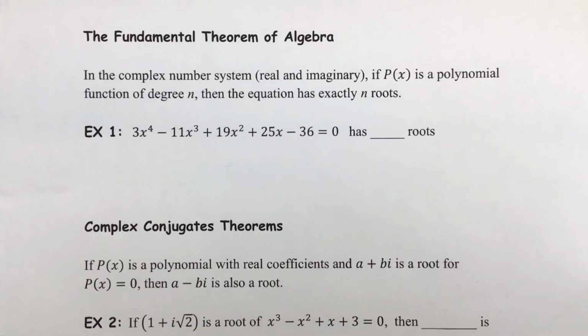For example 1, we're not actually going to factor this out, but because it is a degree 4 polynomial, it will, in some sense, have 4 roots. They may be integers, or rationals, or irrationals, or even imaginary numbers, but it will have 4 roots.